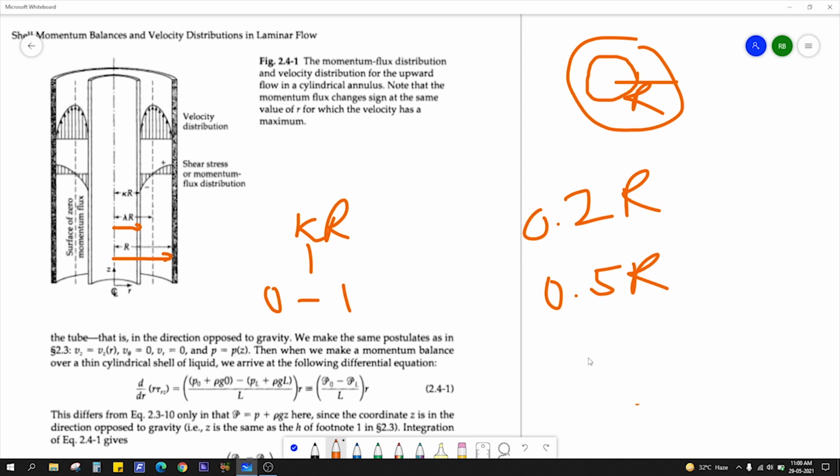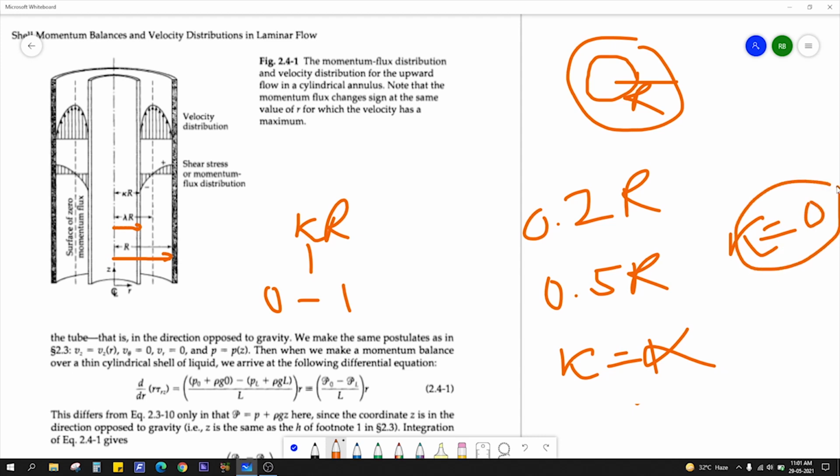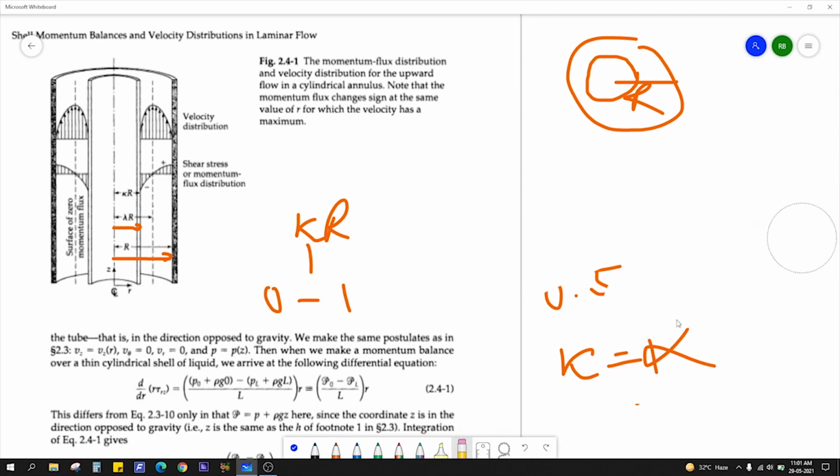Definitely, if kappa is equal to 1, what will happen? There will be no flow, because there will be no area to flow through. So this case is ignored. If kappa is 0, then we will have only a single pipe, so that will be same as the flow through one single pipe. Now with these definitions of radius, let's define the boundary conditions.